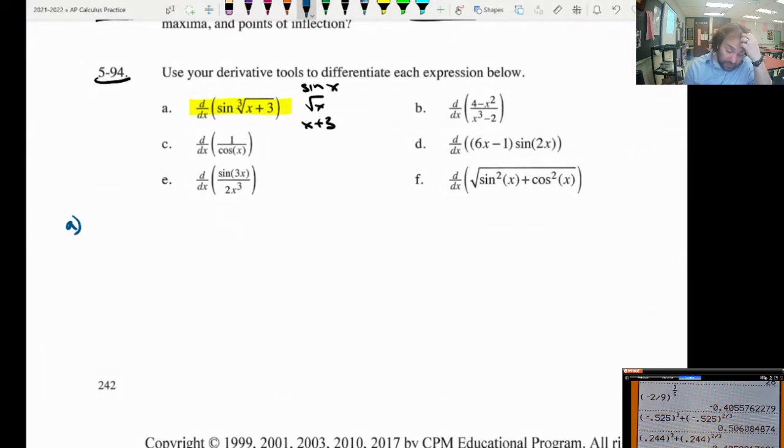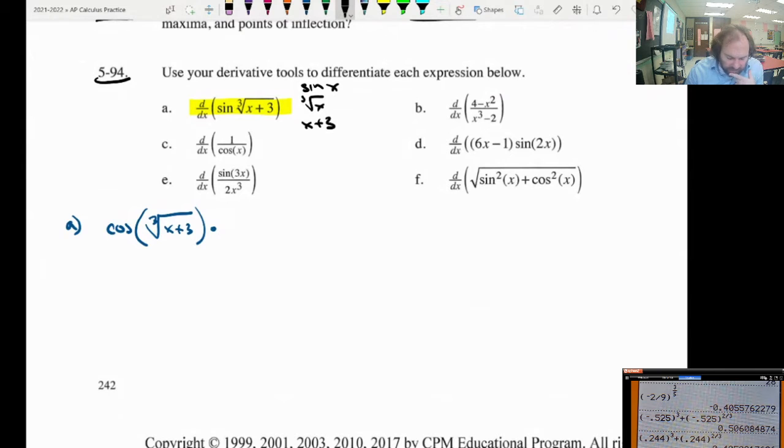The first part is to have the derivative of the sine of x, which is the cosine. Let's write it as the cosine of the original inside. We're not going to touch it yet. Cosine of the cube root of x plus 3 times the derivative of the inside part. Cube root.